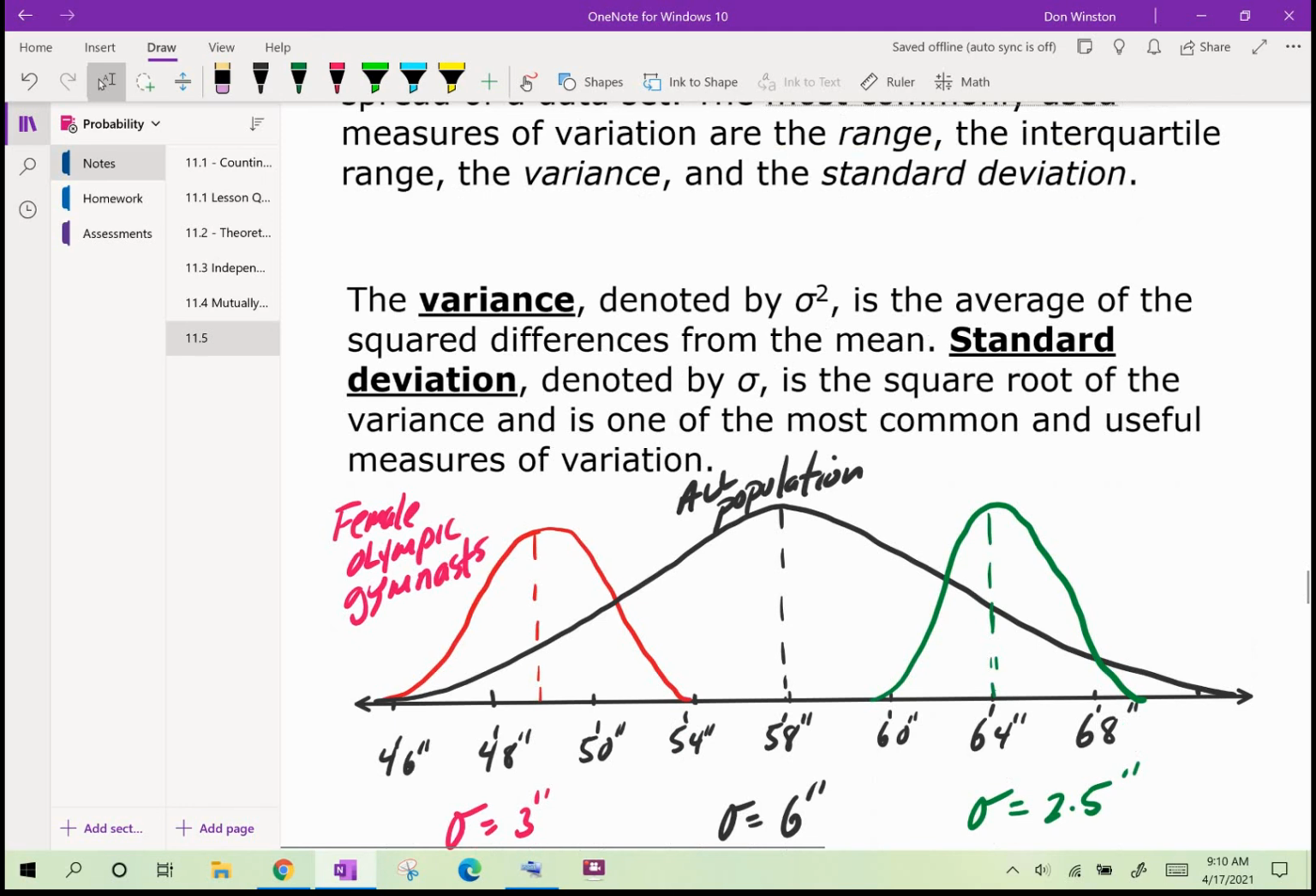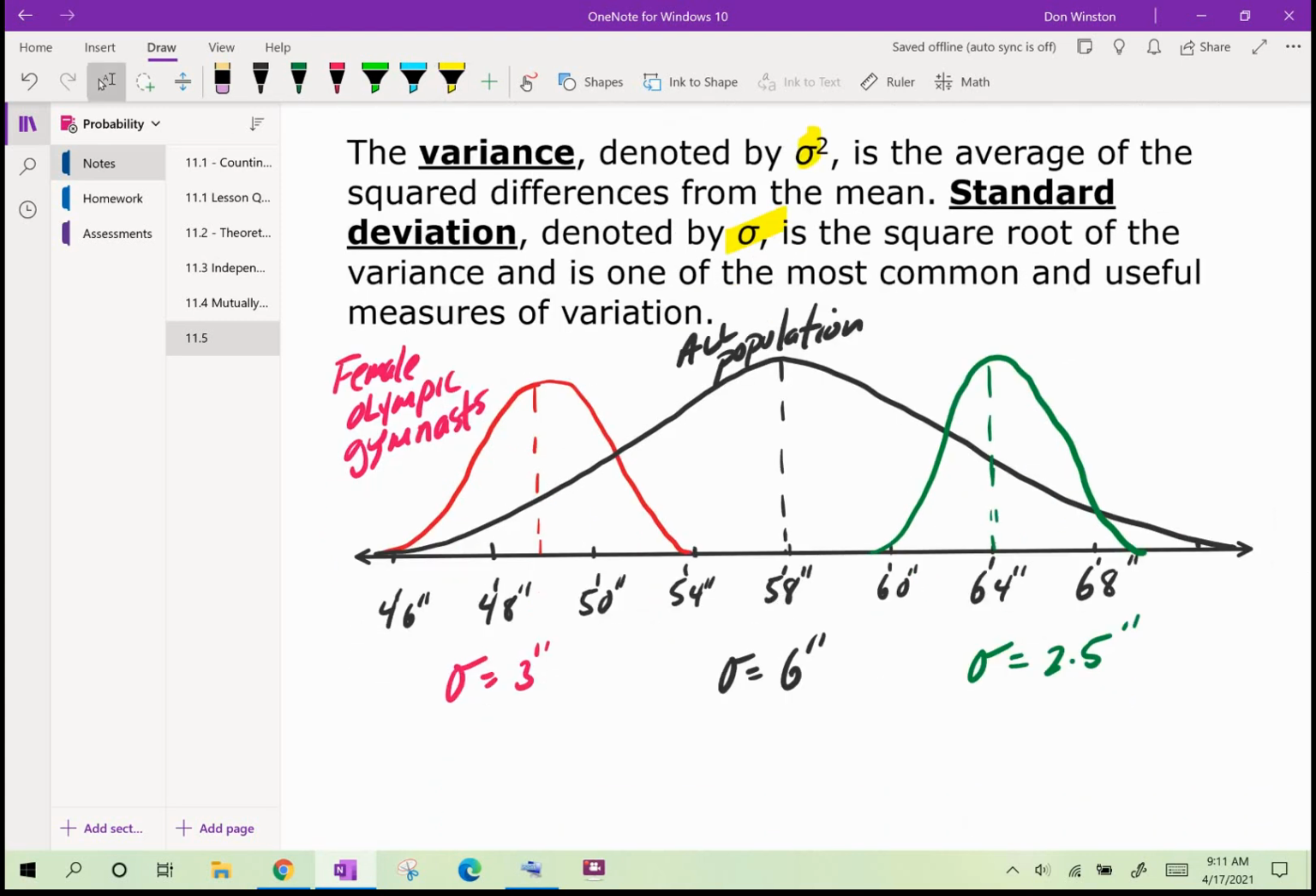The variance is denoted by, we call that sigma squared, no, not sigma, rho squared, yeah, this is actually the symbol rho squared. It is the average of the squared differences from the mean, and we'll see that here. The standard deviation, denoted by that rho, is the square root of the variance and is one of the most important and useful measures of variation. So let's take a look at standard deviation.